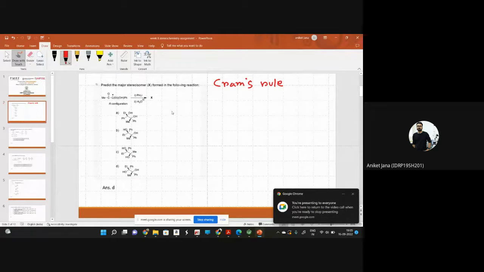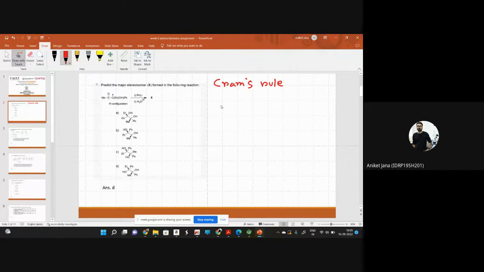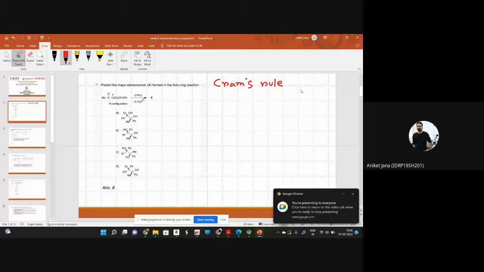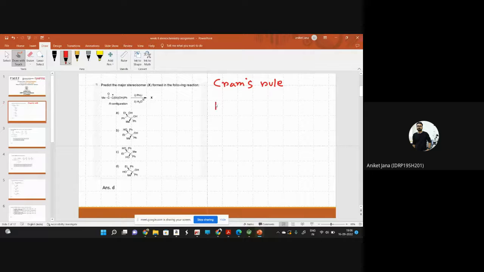Cram's rule accounts for the preferential formation of one diastereomer in terms of steric interaction. Let's assume an example where there is a carbonyl group, and adjacent to the carbonyl group there is a stereogenic center where three groups are present.